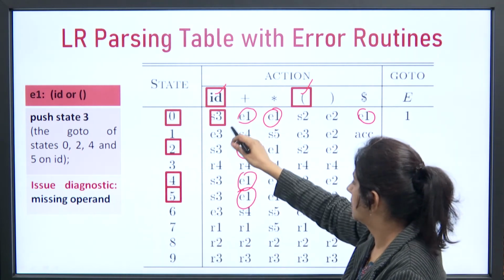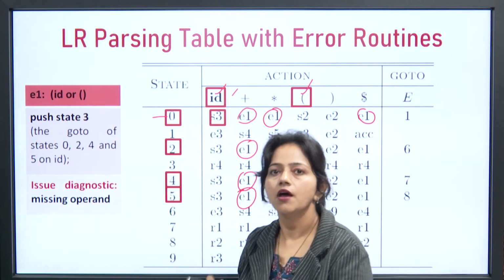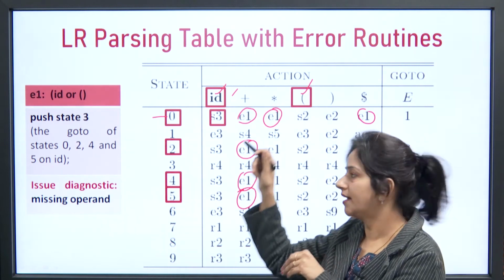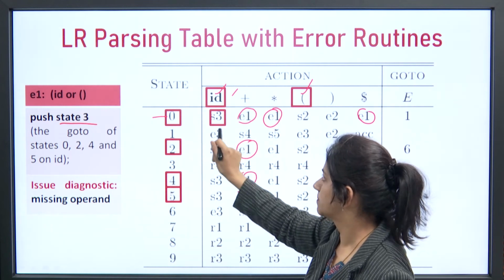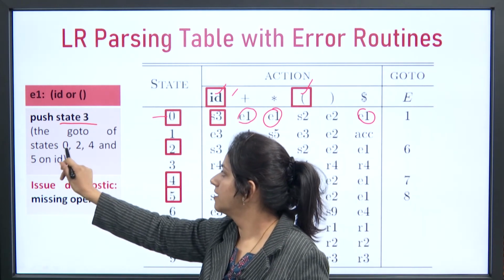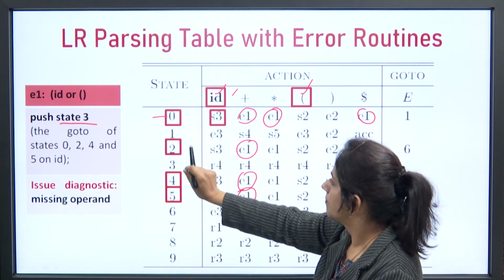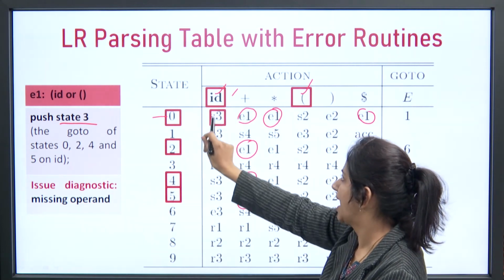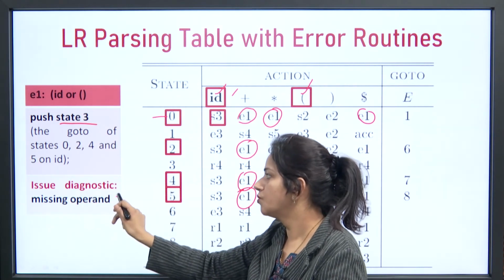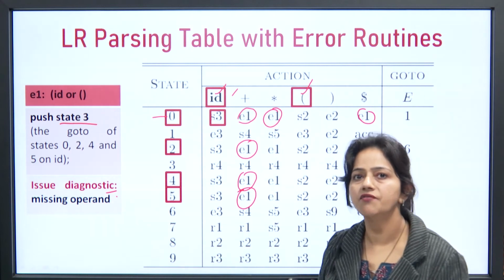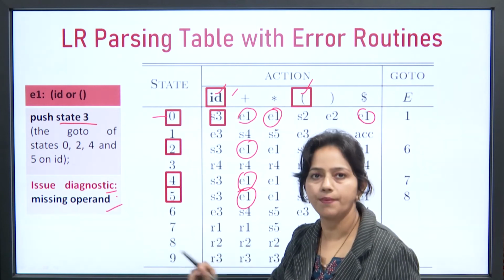Now, E1 will be called when the input symbol is other than id or the opening parenthesis. Here we will push state 3. This state 3 is with respect to goto of states 0, 2, 4, 5 on id. If we look at 0, 2, 4 and 5 with respect to id, this number is 3, so we will push state 3 here. And what is the diagnostic issued here? Here we are looking for id or opening parenthesis, so the diagnostic will be missing operand.